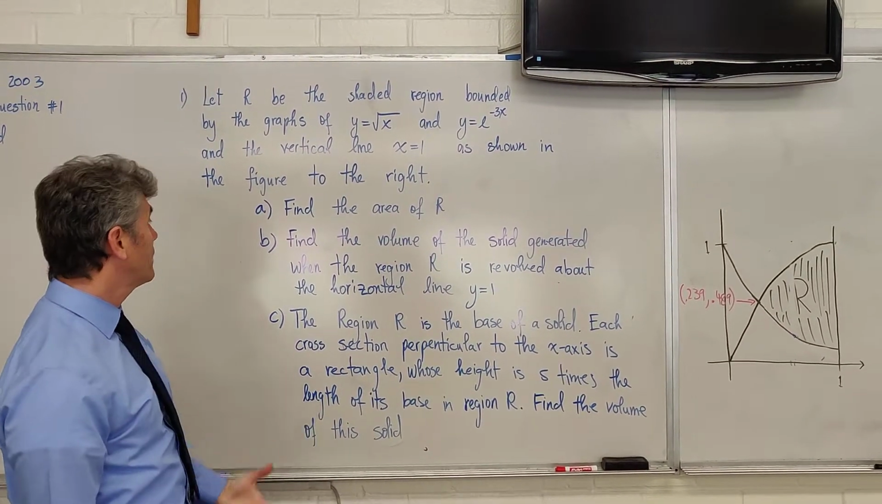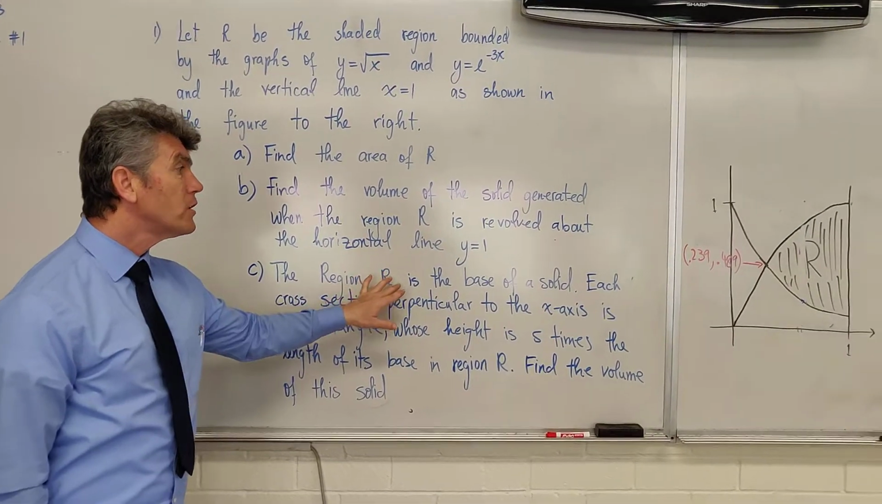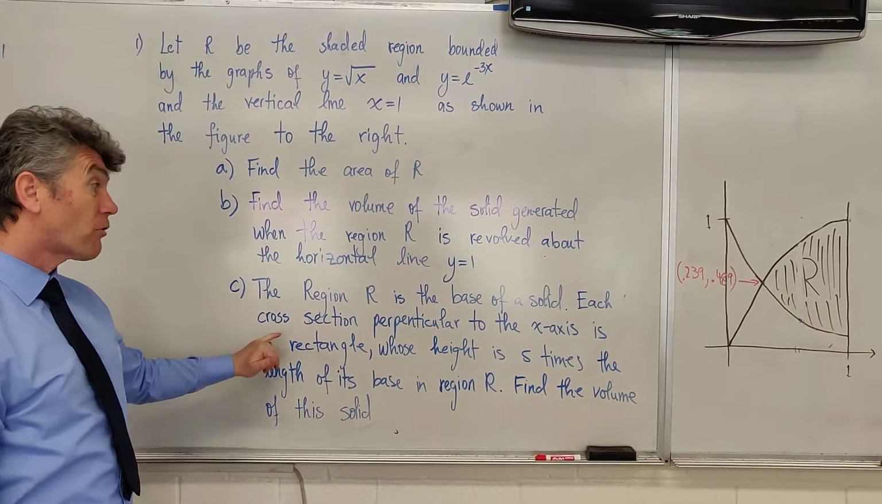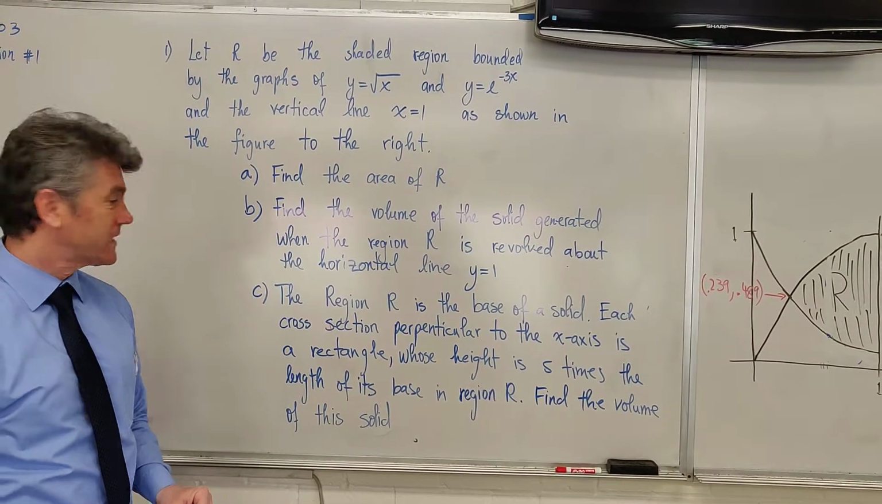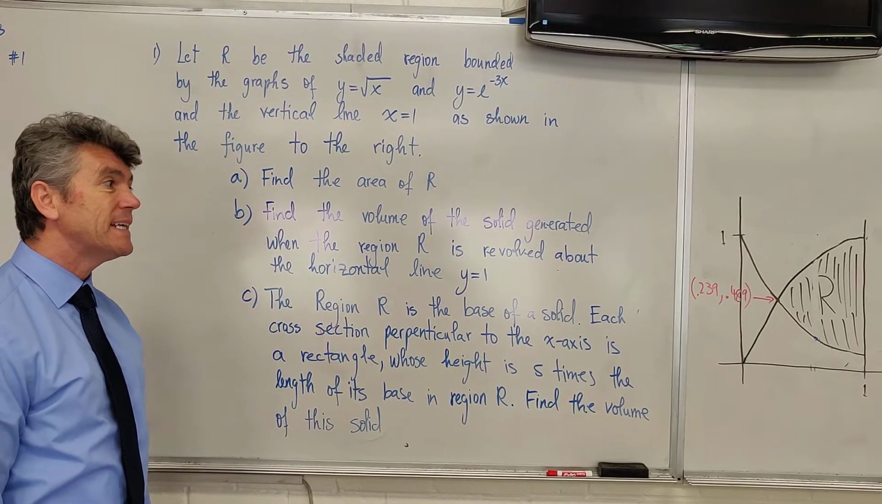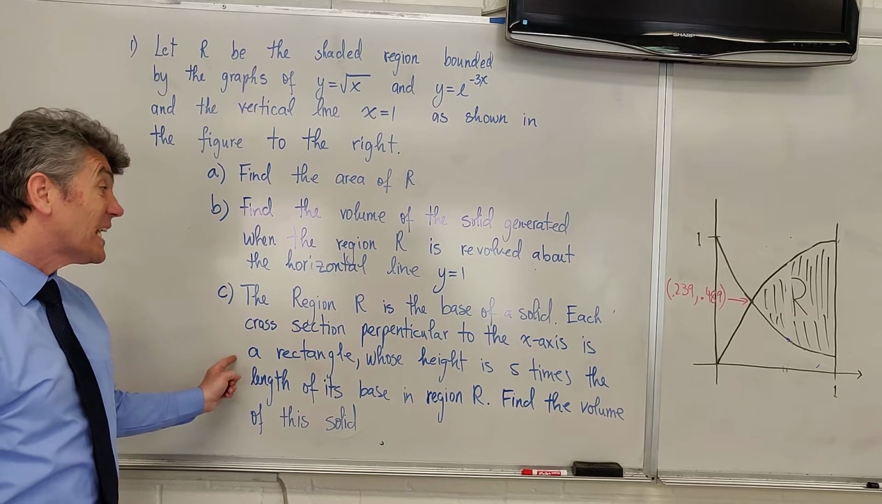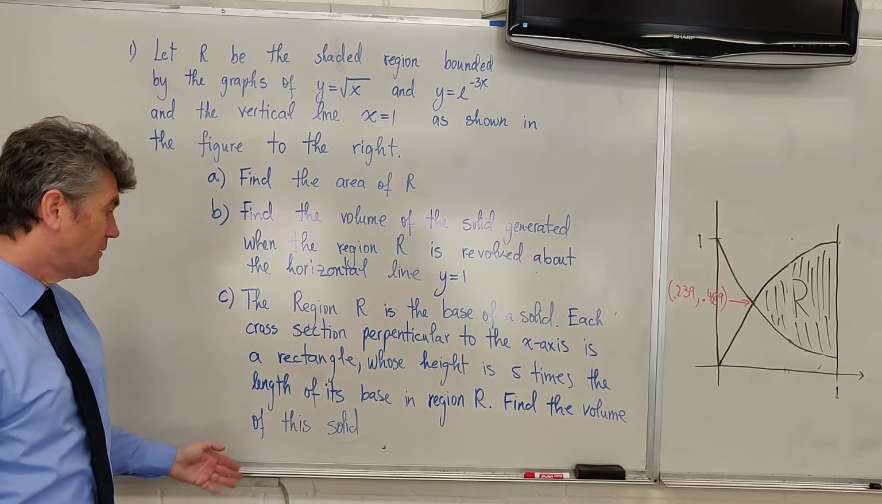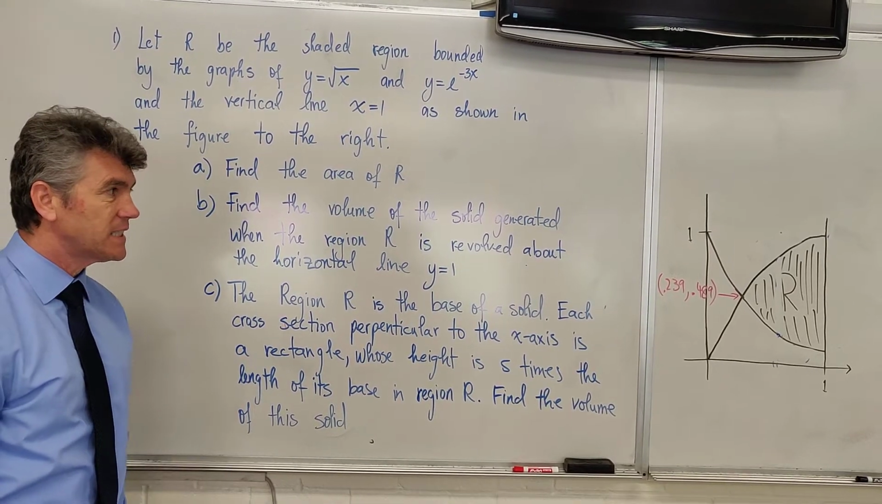Right now we're doing part C of question number 1. Let's read it. Region R is the base of a solid. Each cross-section perpendicular to the x-axis. So our cross-sections are perpendicular to the x-axis. Is a rectangle whose height is 5 times the length of its base in the region R. Find the volume of this solid.